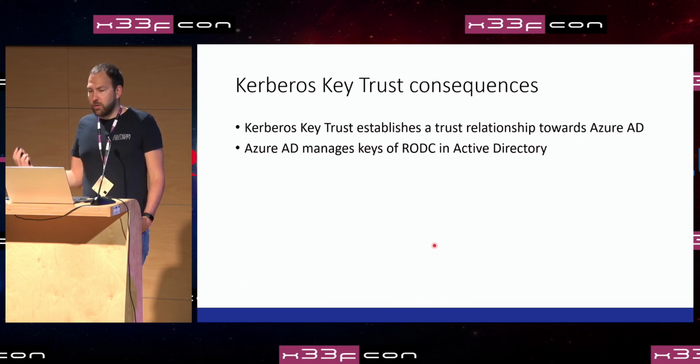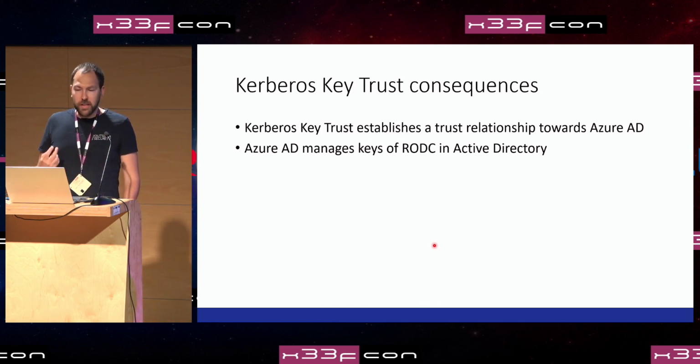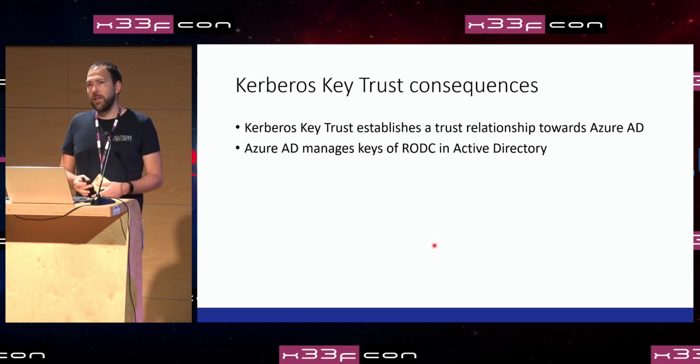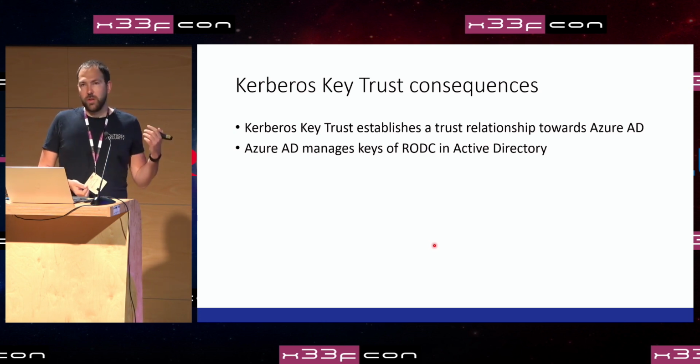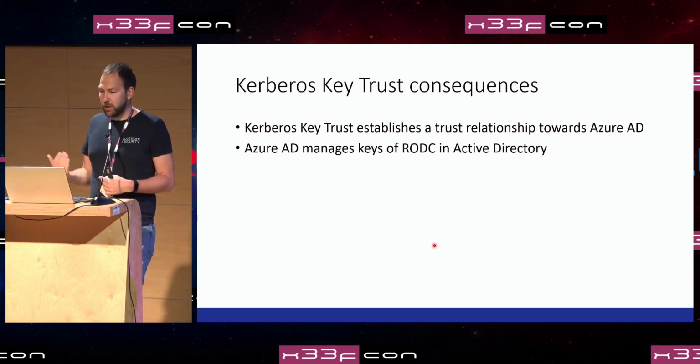So this also brings us to some key trust consequences, I guess. If you use Kerberos Key Trust, Windows Hello is not the only scenario in which you would do that. It's also the way to have FIDO2 authentication to your on-prem domain. So even if a company doesn't use Windows Hello for Business, they could still have Kerberos Key Trust.